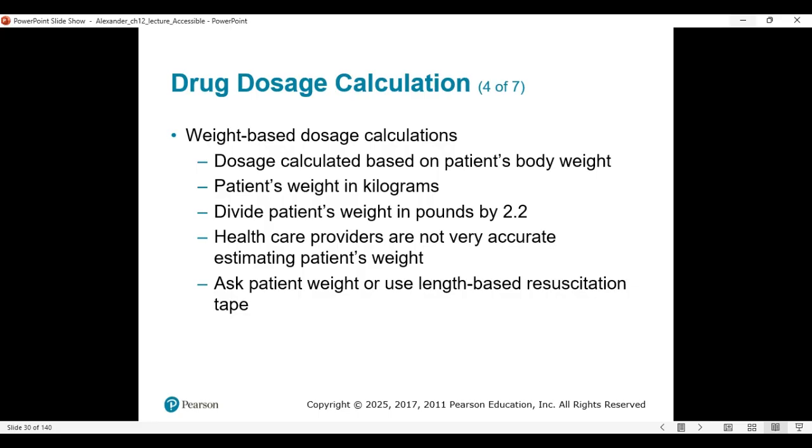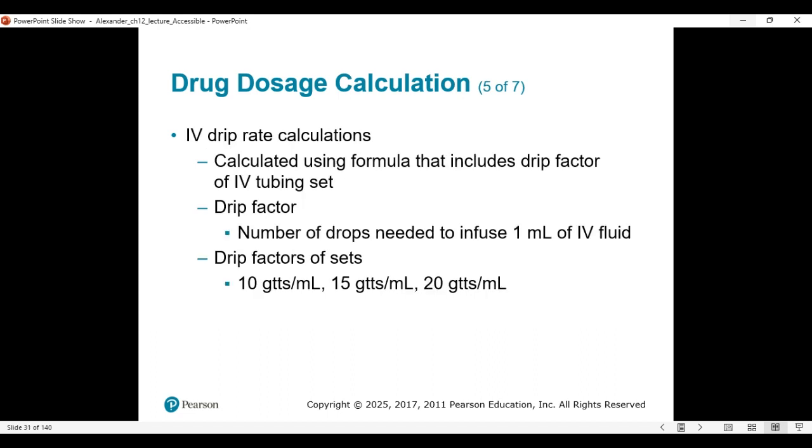And for children or pediatric patients, we can use the length-based tape, which used to be called Broselow, but now we call it length-based tape. That'll give us an estimation of their weight, or close.